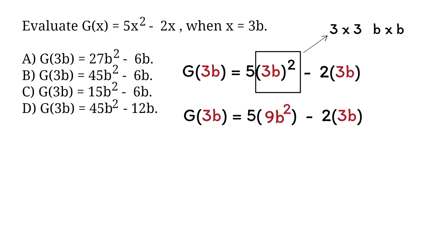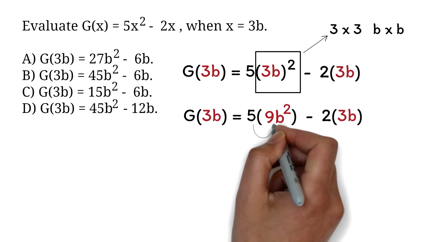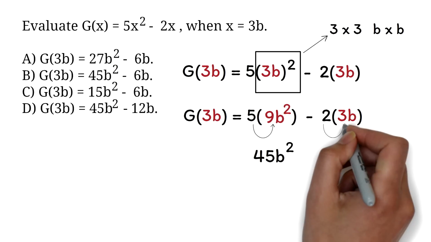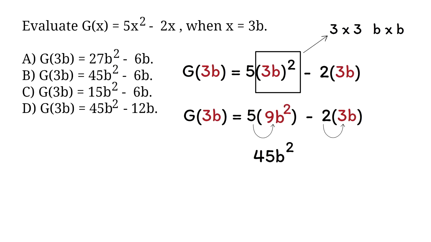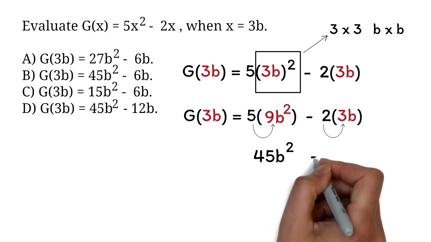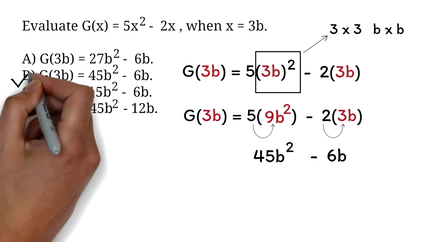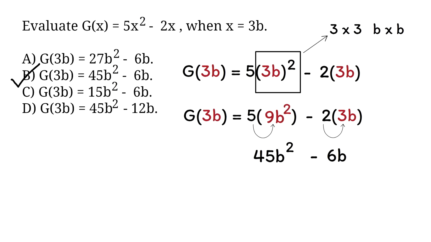Then we need to multiply the terms. We multiply 5 by 9b squared. 5 times 9b squared equals 45b squared. And we multiply minus 2 by 3b. Minus 2 times 3b equals minus 6b. So the correct answer is option B, g of 3b equals 45b squared minus 6b.